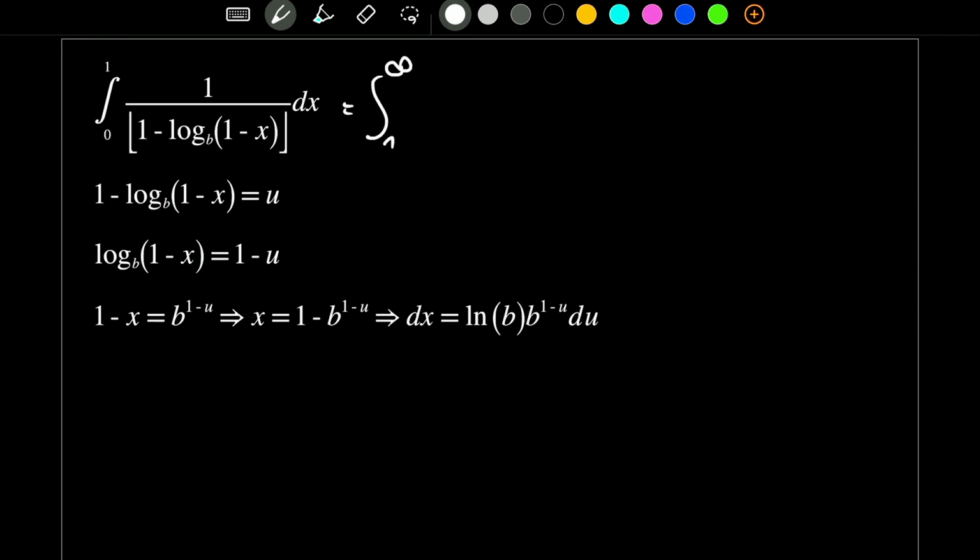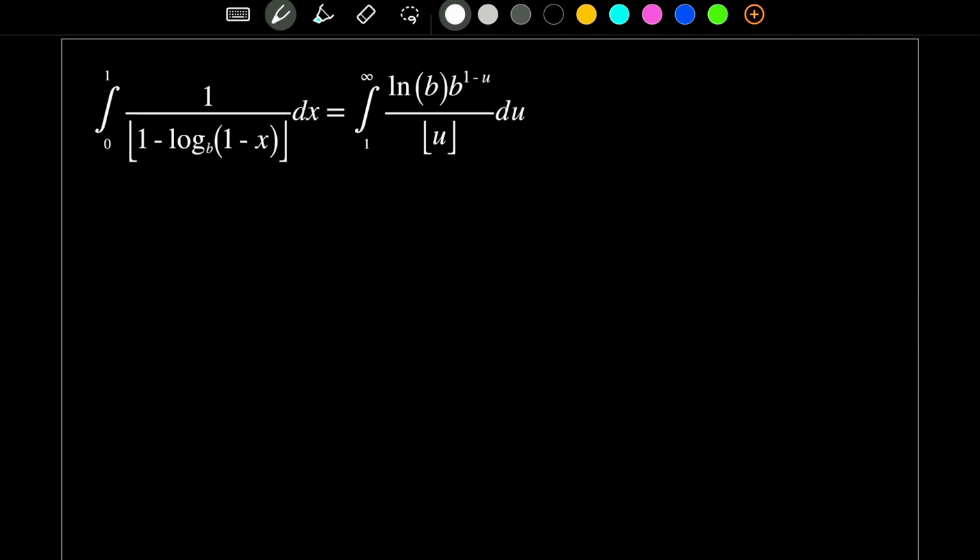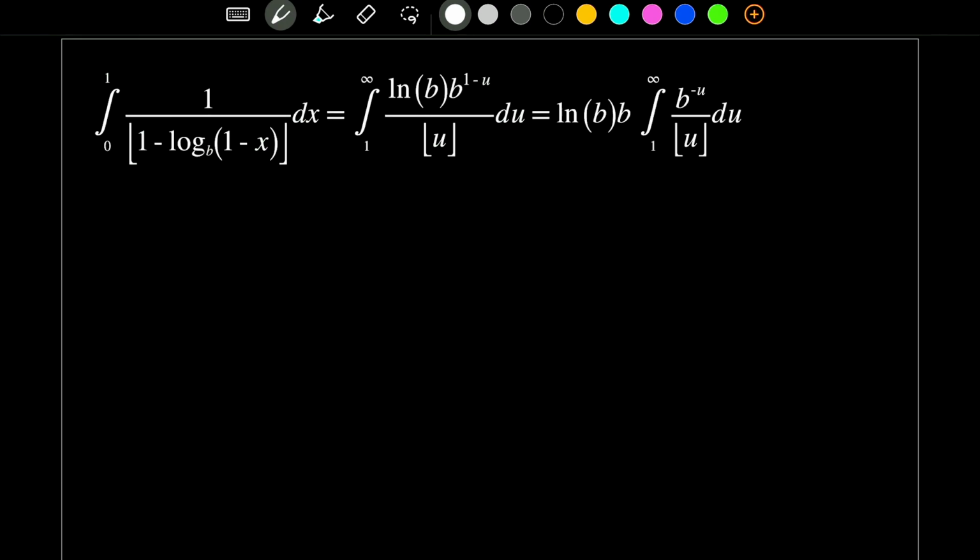So in the end, we've got the integral from 1 to infinity of log base e in this case, so that's the natural logarithm, times b to the power of 1 minus u divided by the floor of u du. We're going to first clean up this integral so that we can easily work with what's actually complicated here. So we're going to bring this log of b times b out front, and then we still have the integral from 1 to infinity of b to the power of minus u divided by the floor of u du.